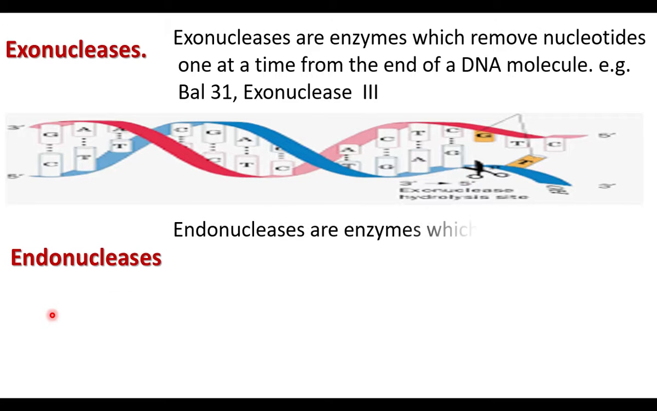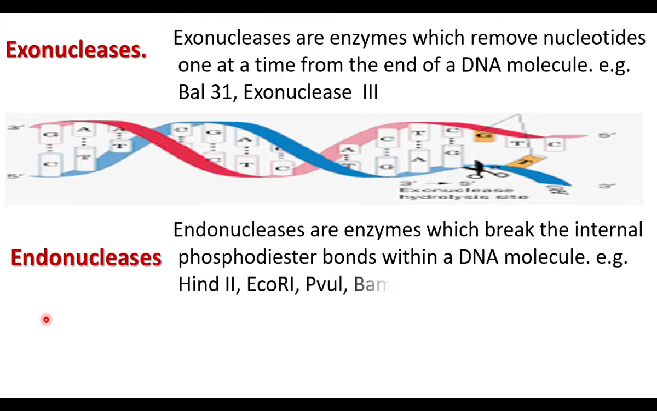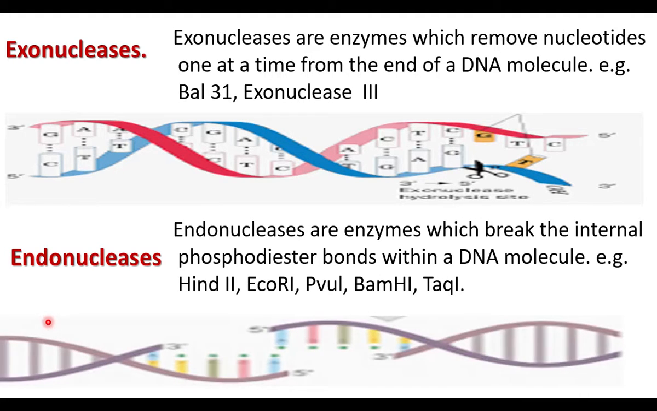Endonucleases are enzymes which break the internal phosphodiester bonds within the DNA molecule. Example, HindIII, EcoRI, PvuI, BamHI, TaqI. Here the phosphodiester bond is broken. So these enzymes cut the DNA inside. Exonucleases remove one nucleotide from the end. Endonucleases break the internal phosphodiester bond, so they cut the DNA inside.